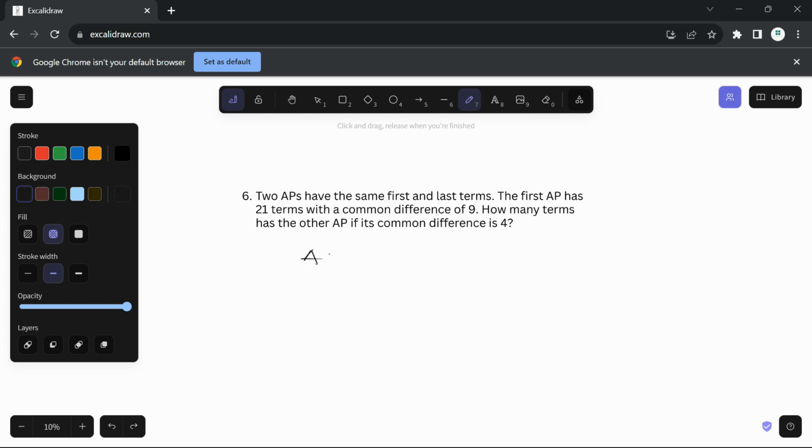So let's say this is AP1 and this is AP2, right? They have the same first and last terms. That means this is A and this same guy too has A. The last term, this is Tn, the same Tn, this guy too has the same Tn. The first AP has 21 terms, so this n is 21, and the common difference d is 9. It now says how many terms has the other AP, so we're trying to find n for this other guy, if its common difference d is equal to 4.